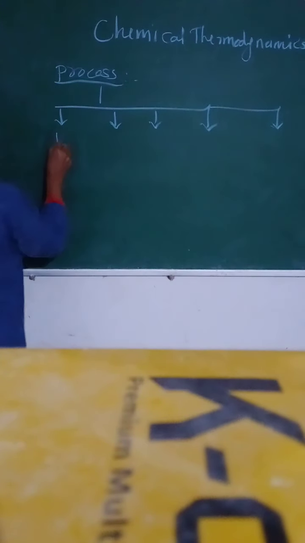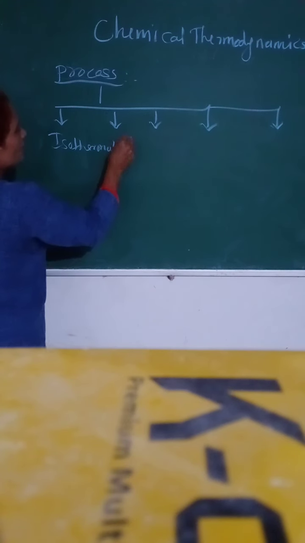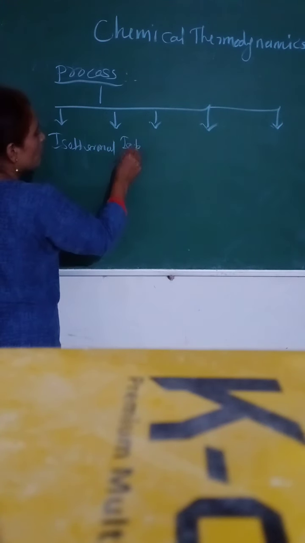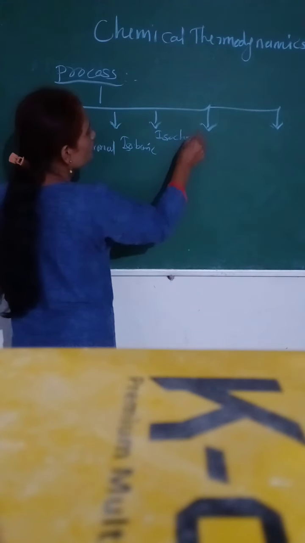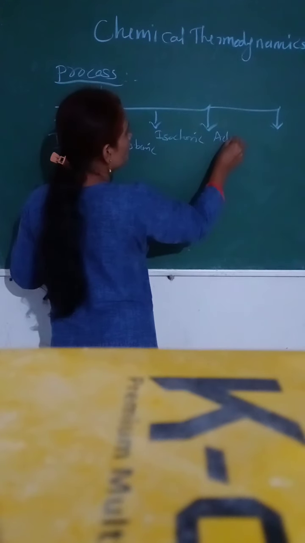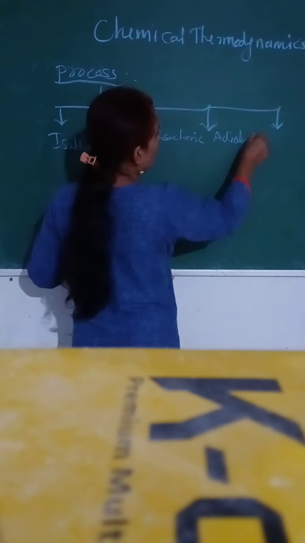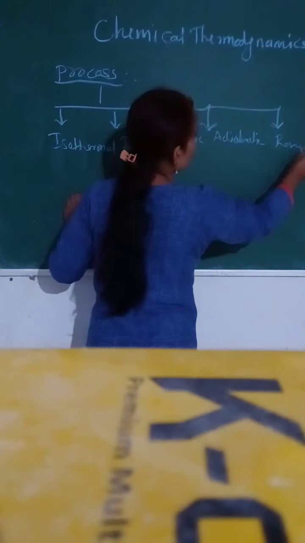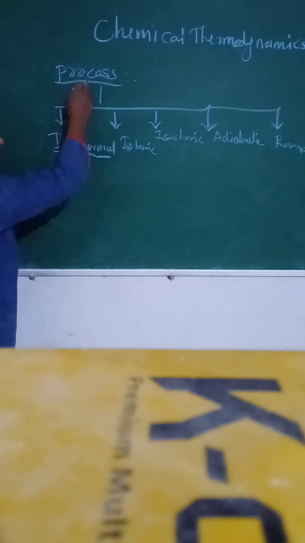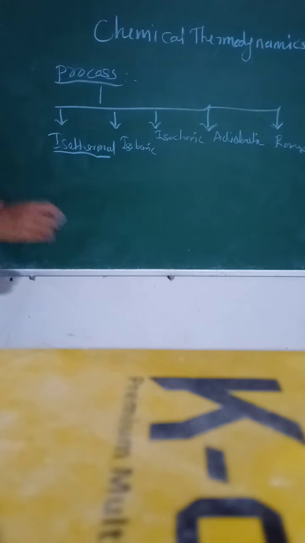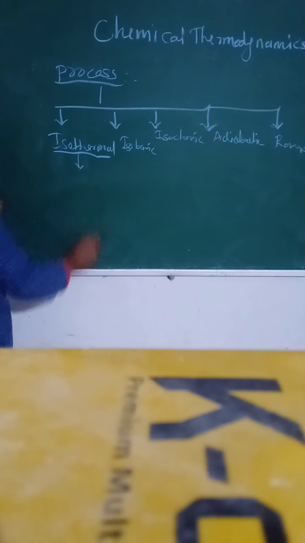See here, first is isothermal. Then second is isobaric. Third is isochoric. Fourth is adiabatic. And last is reversible. Starting with isothermal: a process means a transition from one equilibrium state to another, and we have to study these 5 types of process.